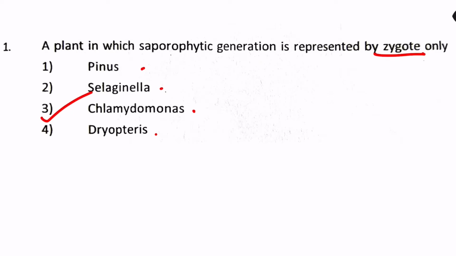The answer will be Chlamydomonas, which is a unicellular alga, which has only one zygote, which represents the sporophytic generation, and then again it goes back to the gametophytic generation. So answer is number 3. Next question.